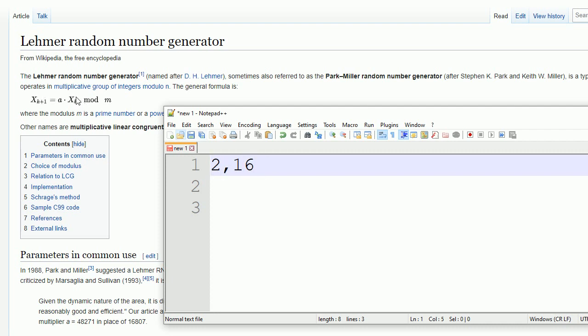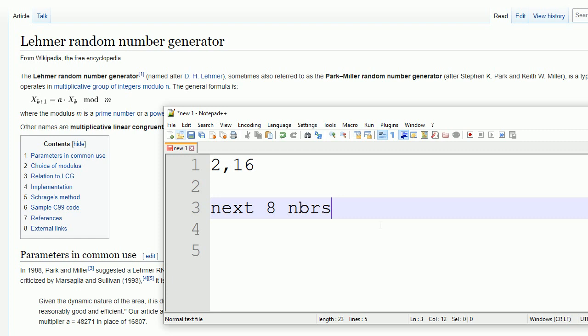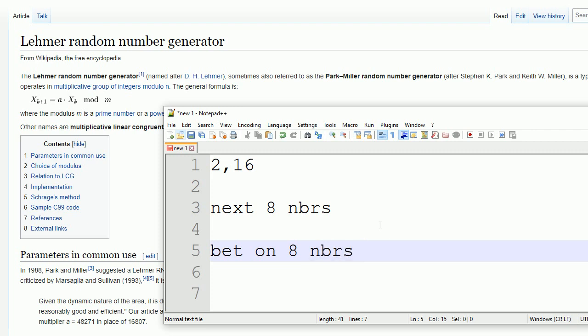If I find the seed, which is the first number, using a certain modulo and A parameter generating 2 and 16, then I will generate the next 8 numbers. In total, I will have 10 numbers. And I will bet on 8 numbers for 8 spins. So this is my idea which I'm going to do.